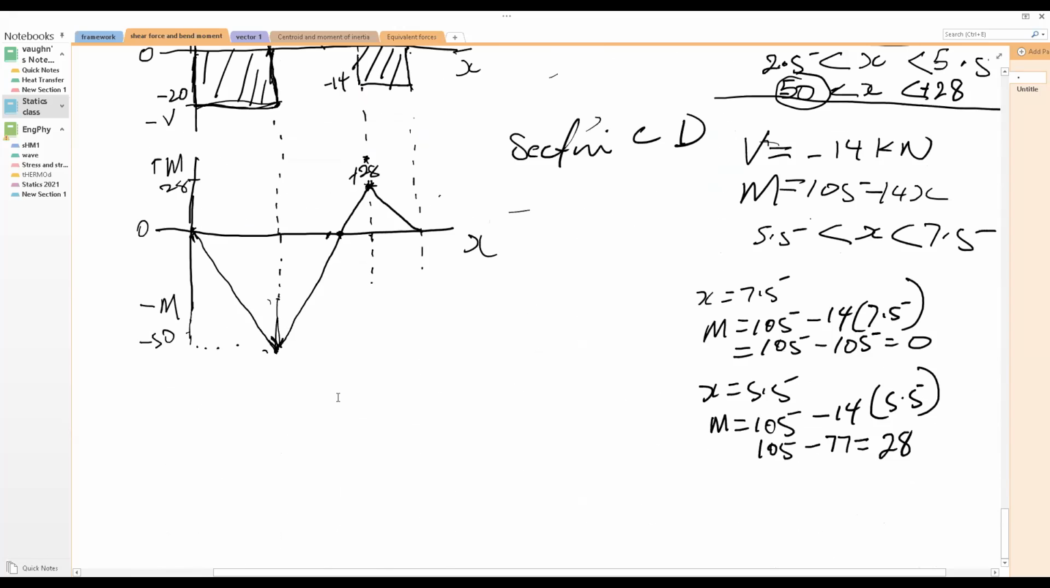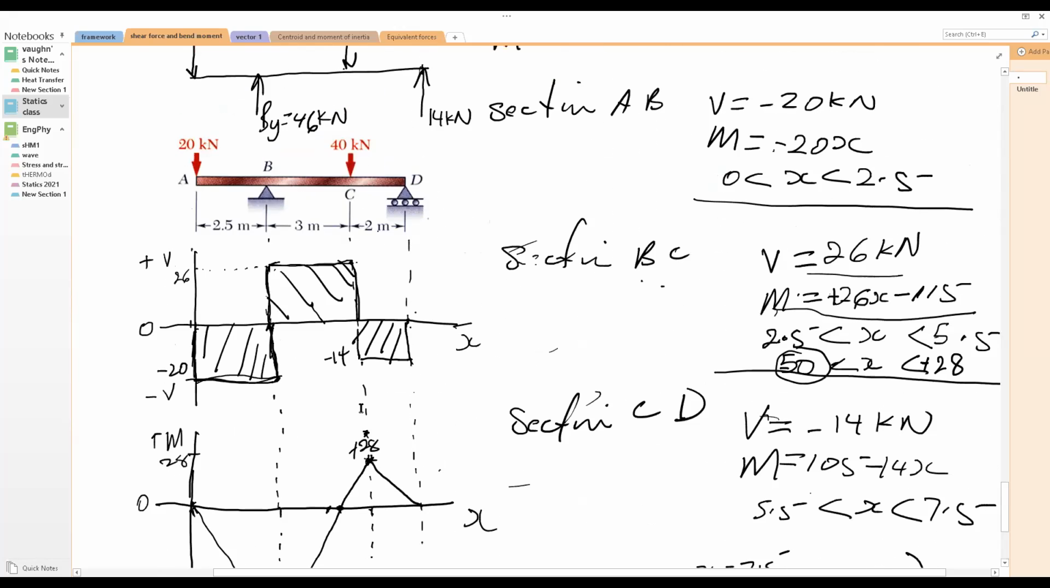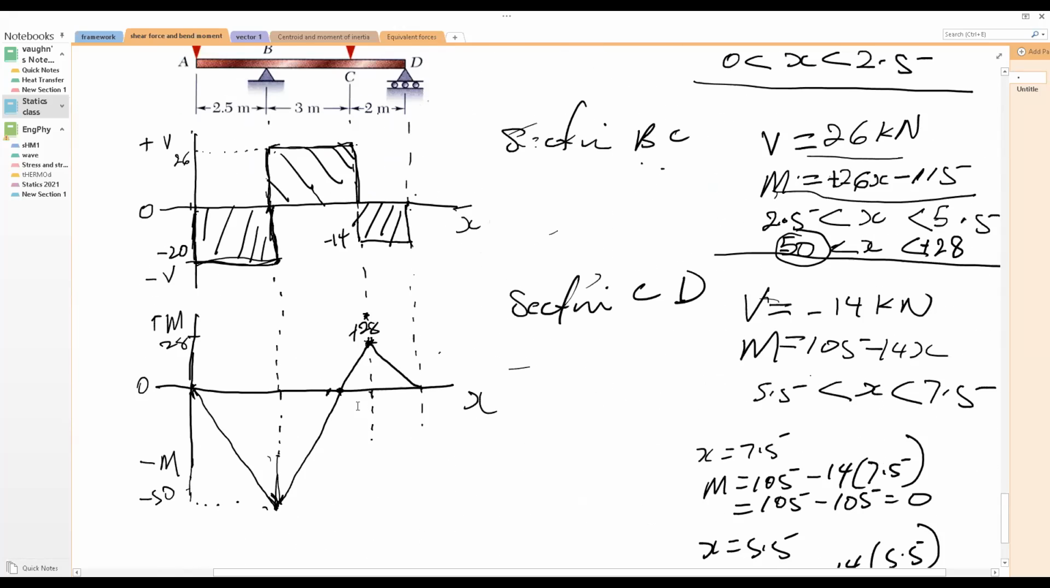Any question? Everybody all right now with that one? The moment diagram, moment graph, it kind of looks funny. I don't really understand the moment graph.